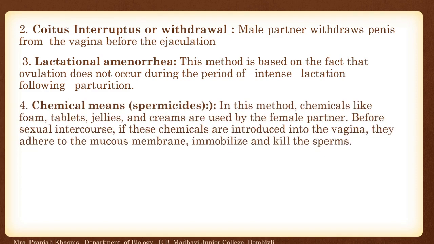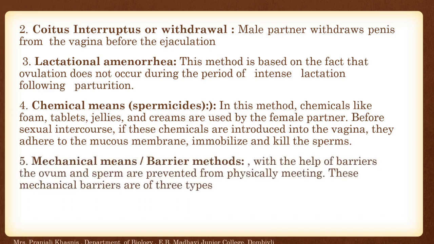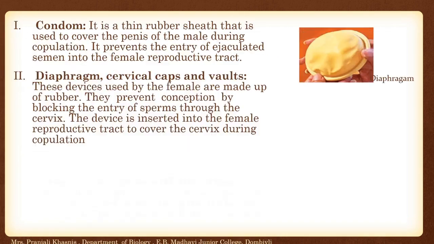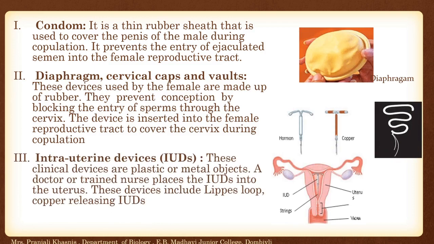In this method, chemicals like foam, tablets, jellies, and creams are used by the female partner before sexual intercourse. If these chemicals are introduced into the vagina, they adhere to the mucous membrane and immobilize and kill the sperm. Next is the mechanical means or barrier methods. With the help of barriers, the ovum and sperm are prevented from physical mating, and these mechanical barriers are of 3 types: mainly condom, diaphragm, that is cervical caps and walls, and intrauterine devices, that is IUD.